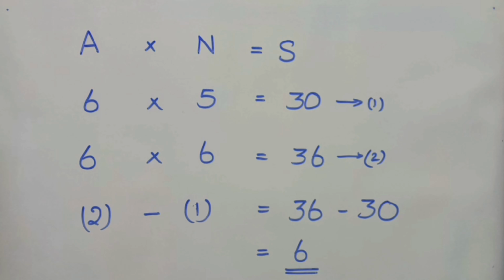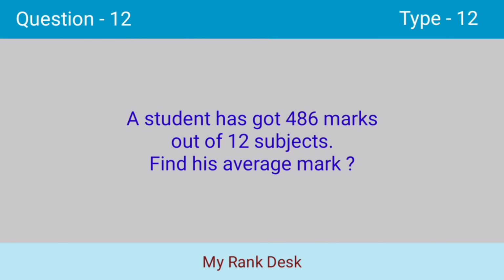Next question. A student has got 486 marks out of 12 subjects. Find his average mark. Let's see how we can find the answer. To find average marks out of 12 subjects, divide the total marks acquired out of 12 subjects by the number of subjects. The quotient must be the average marks acquired out of 12 subjects.